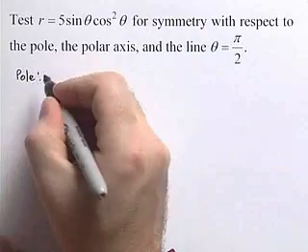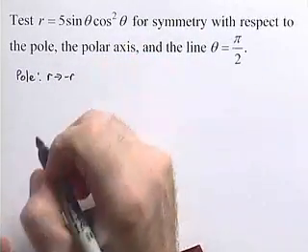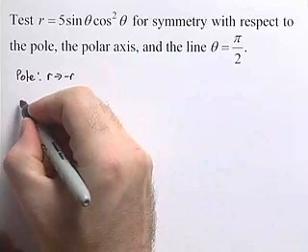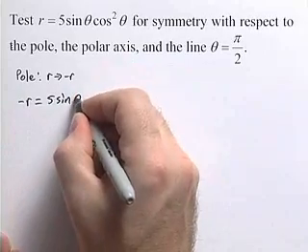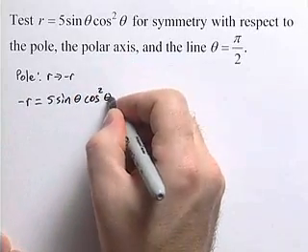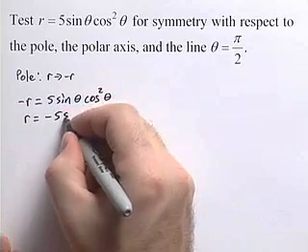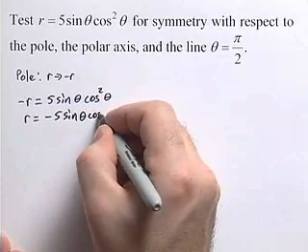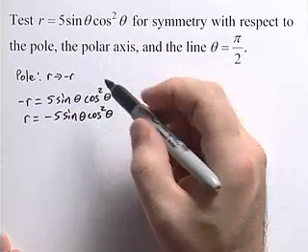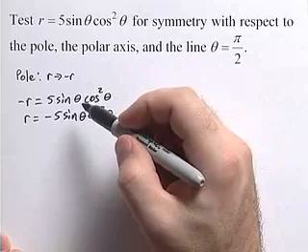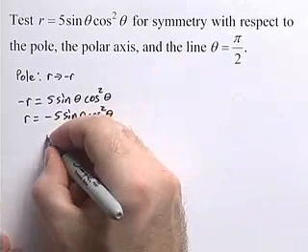To check for symmetry around the pole, we're going to replace r with negative r and see if we get the same equation back. So here we'll get negative r is equal to 5 sine theta cosine squared theta. And we multiply both sides by the negative. We get negative 5 sine theta cosine squared theta. And this is not the same equation that we started with, so all we can say at this point is that there may or may not be symmetry with respect to the pole. So we'll say maybe.